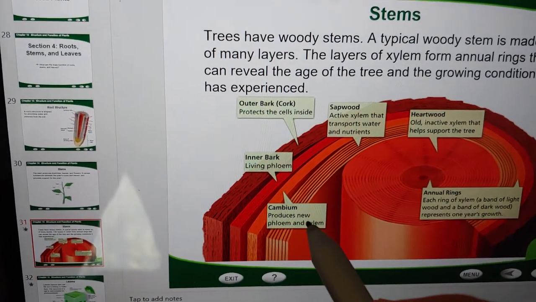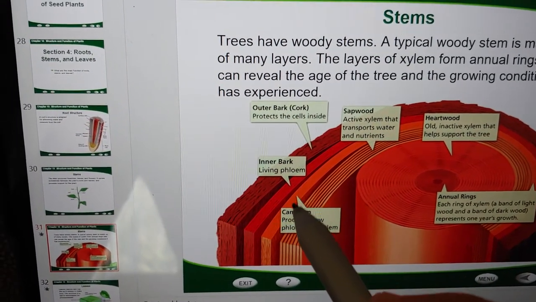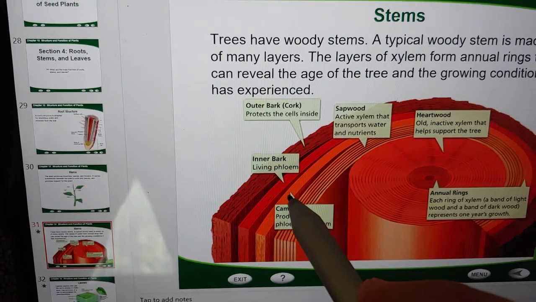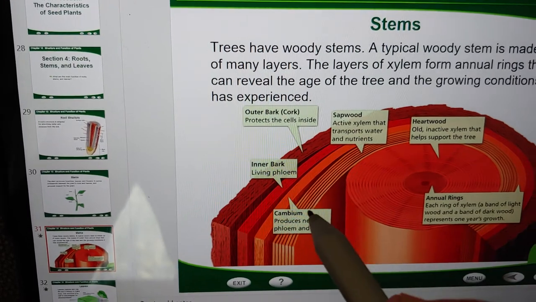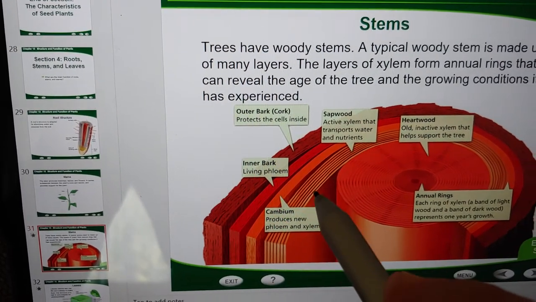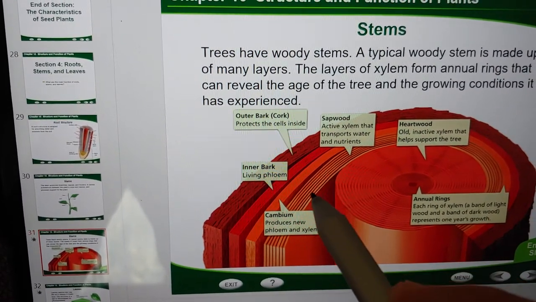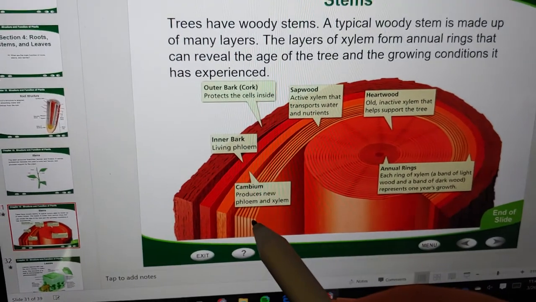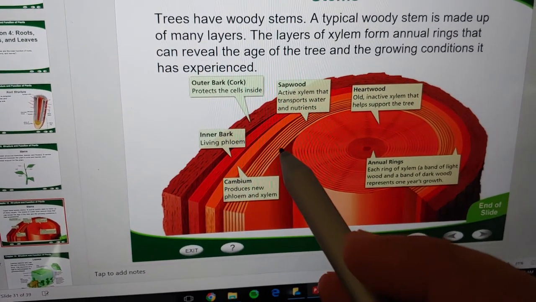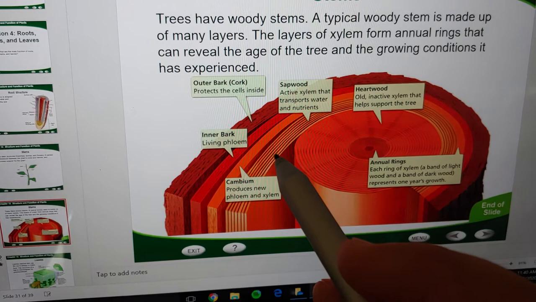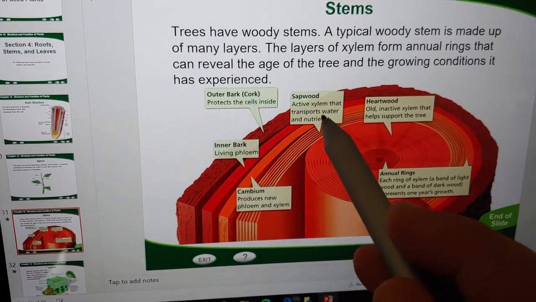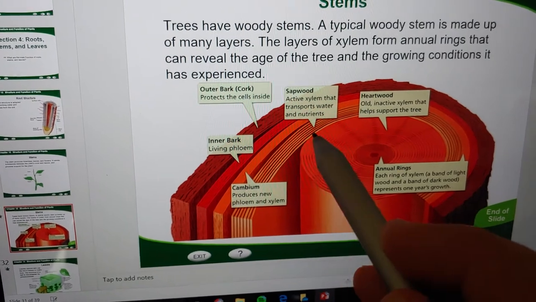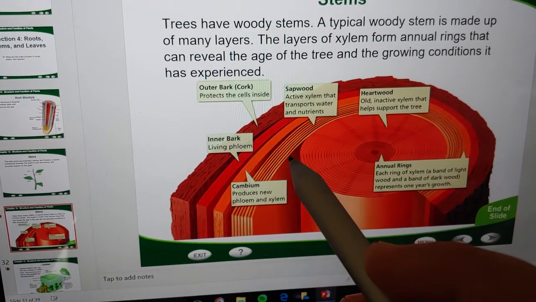Now, what about the xylem? The xylem that carries the water. The xylem is made over here, and it gets pushed this side. And this is what we call sapwood. Now, trees that produce sap, I mean, the maple tree is the most famous one, but many trees produce sap. This is where it's coming from. So if you're trying to get natural maple syrup from a maple tree, you have to drill a hole and you have to reach this area, the sapwood. And this is where it comes out.